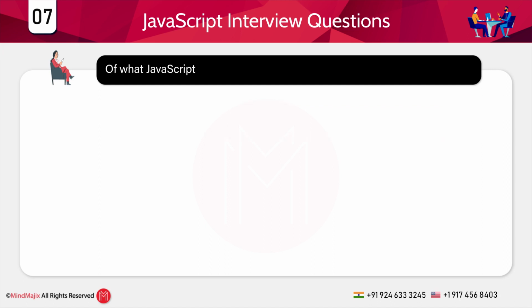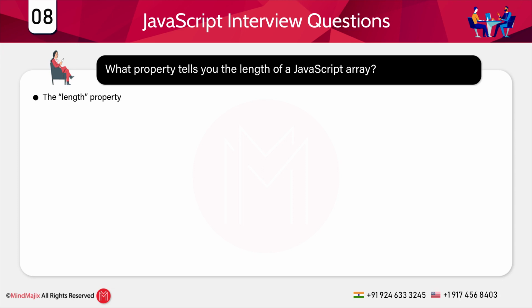Of what JavaScript type is an array? Its meaning is, what is the type of array. So array is an object. What property tells you the length of a JavaScript array? So there is a length property, array name dot length. That property gives us the length value.